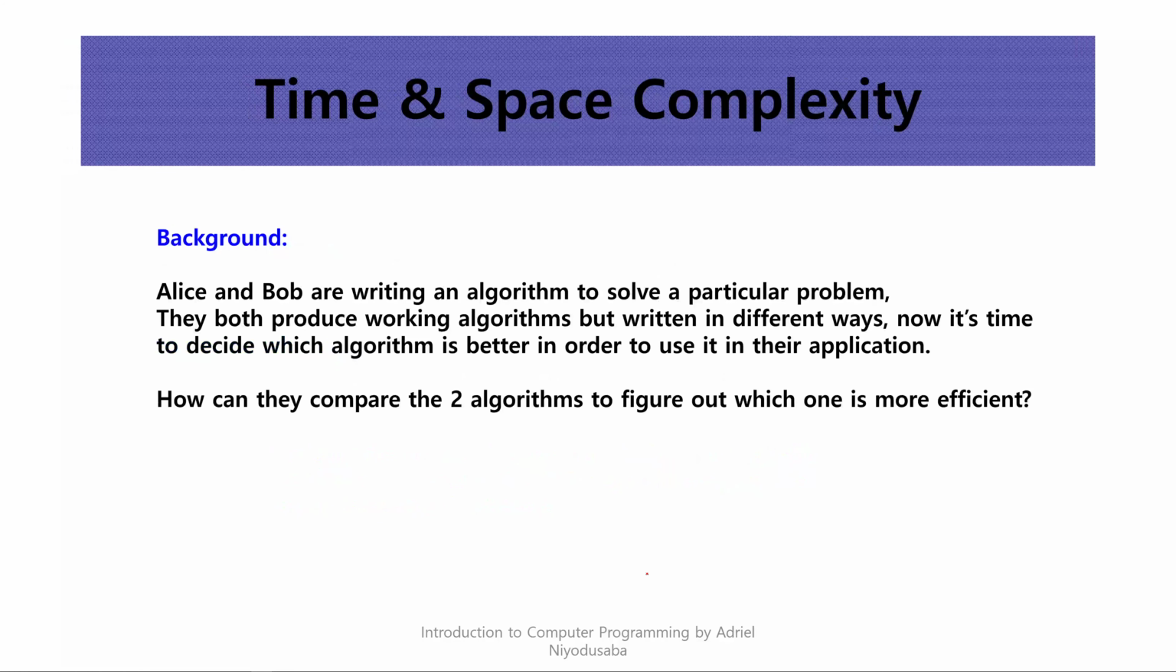Now, to give you a little background about why we care about time and space complexity. Imagine Alice and Bob were writing an algorithm to solve the same problem, and they both produce working algorithms, but which are written in different ways. And now it's time to decide which algorithm is better, so that they can integrate it into the applications. How do they actually compare the algorithms?